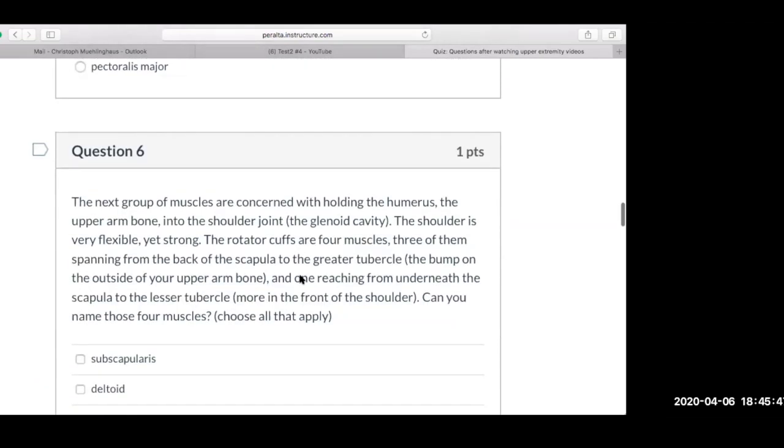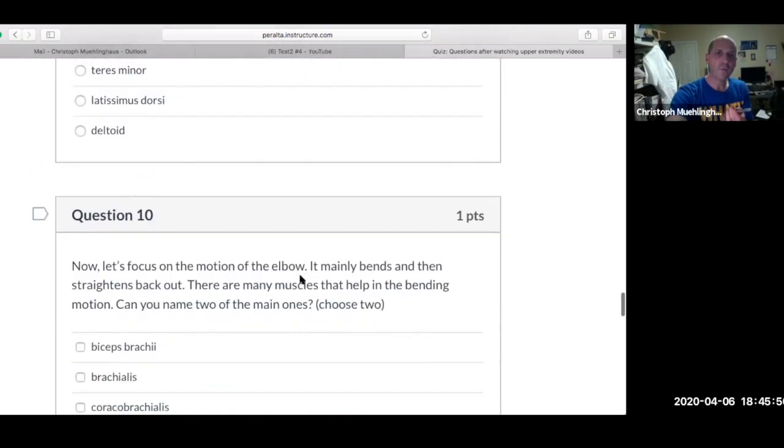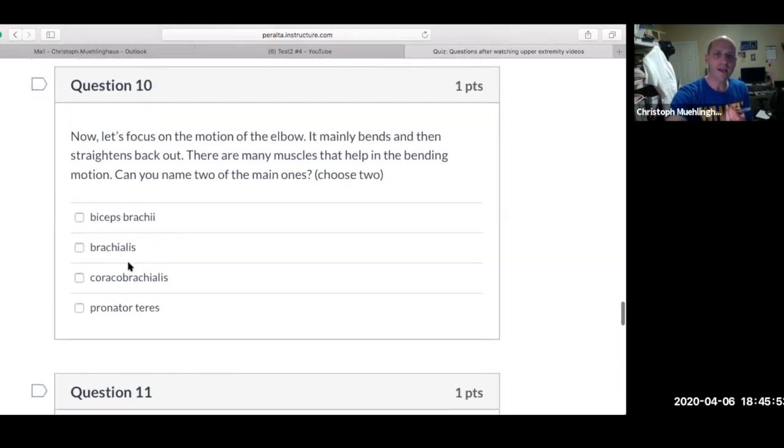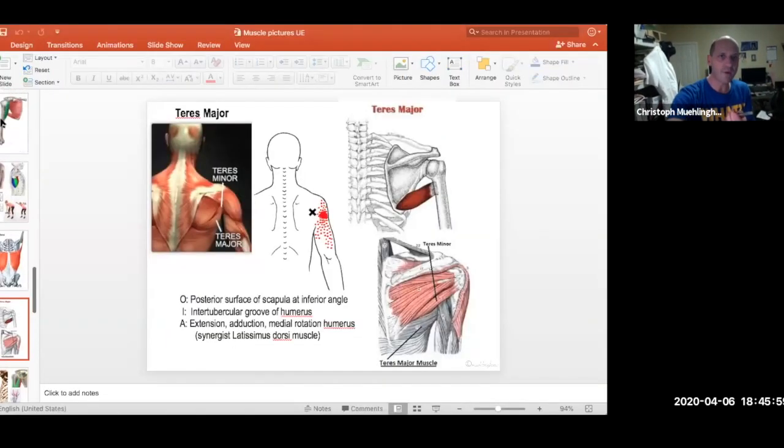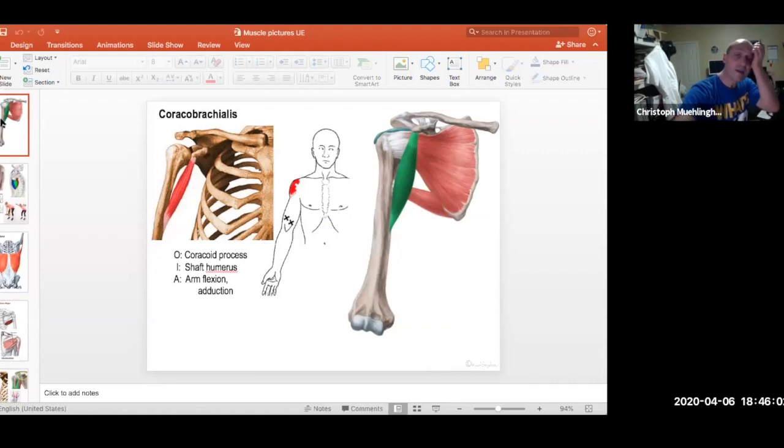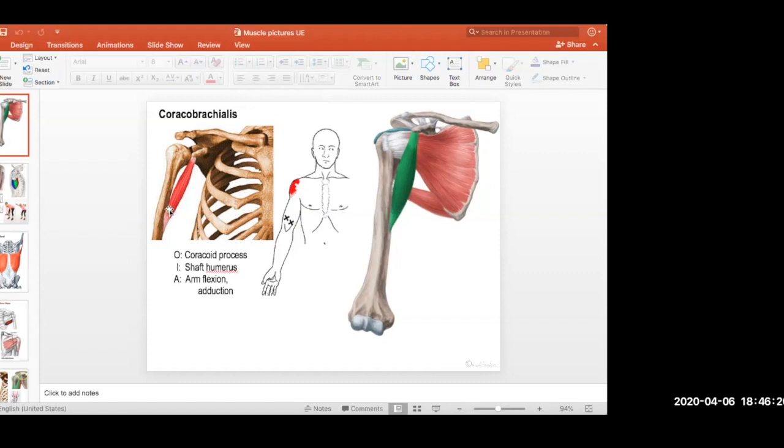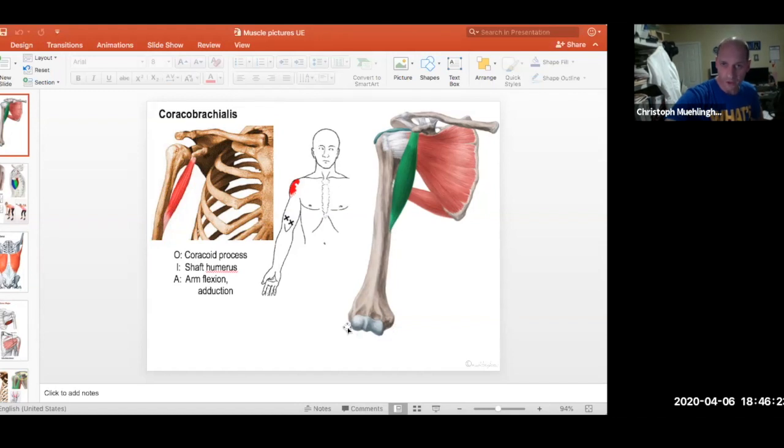And then the coracobrachialis is another one that comes up, right? That one is a small muscle that we don't really talk about in a question. But look at the name. Coracoid process right here, and brachialis is the upper arm. If you see the name brachii, you better think upper arm neighborhood, right? If you look at where it's attached, it does not cross the elbow joint, which would be down here. It only crosses the shoulder joint.